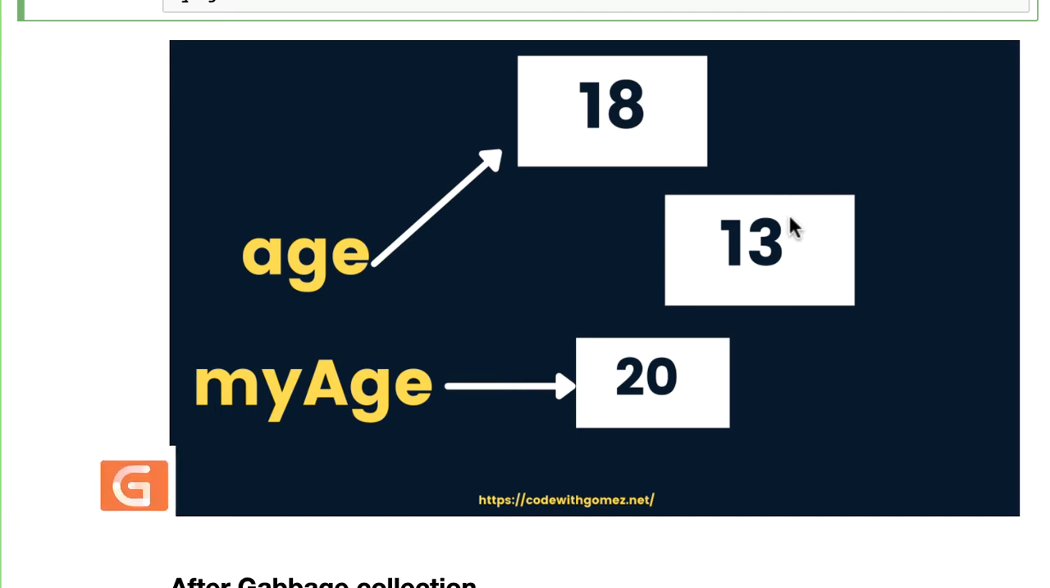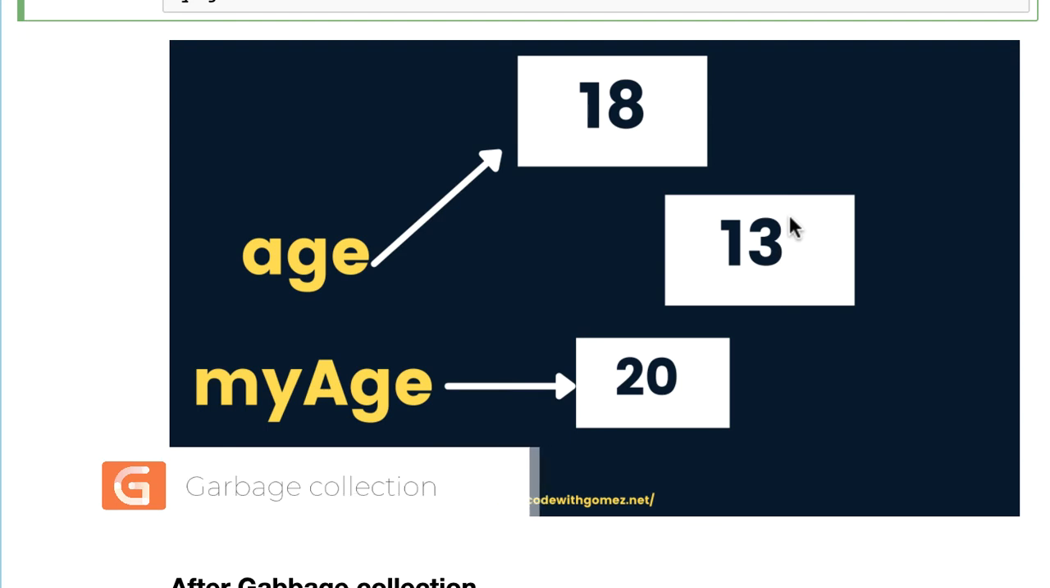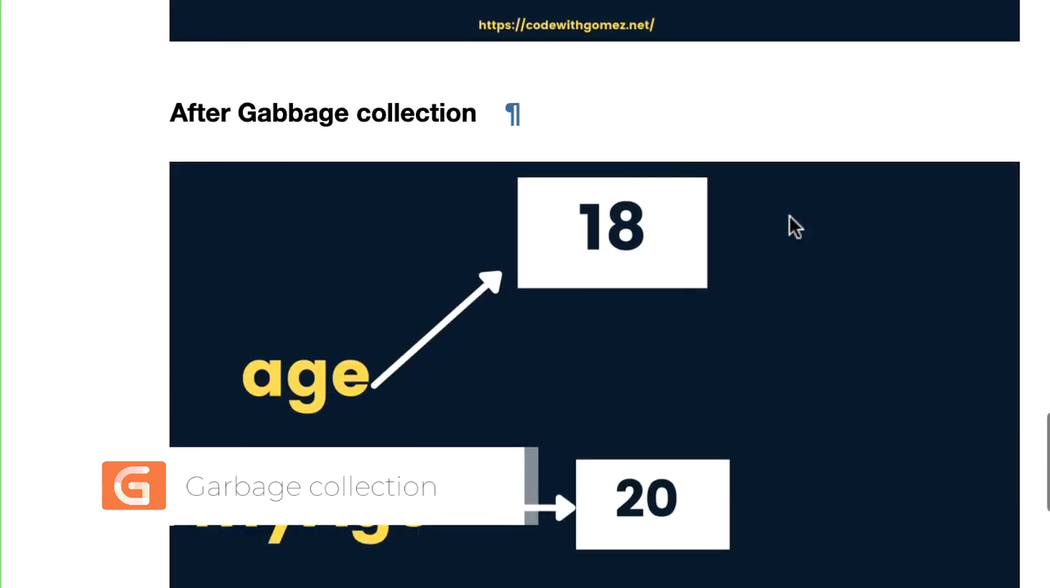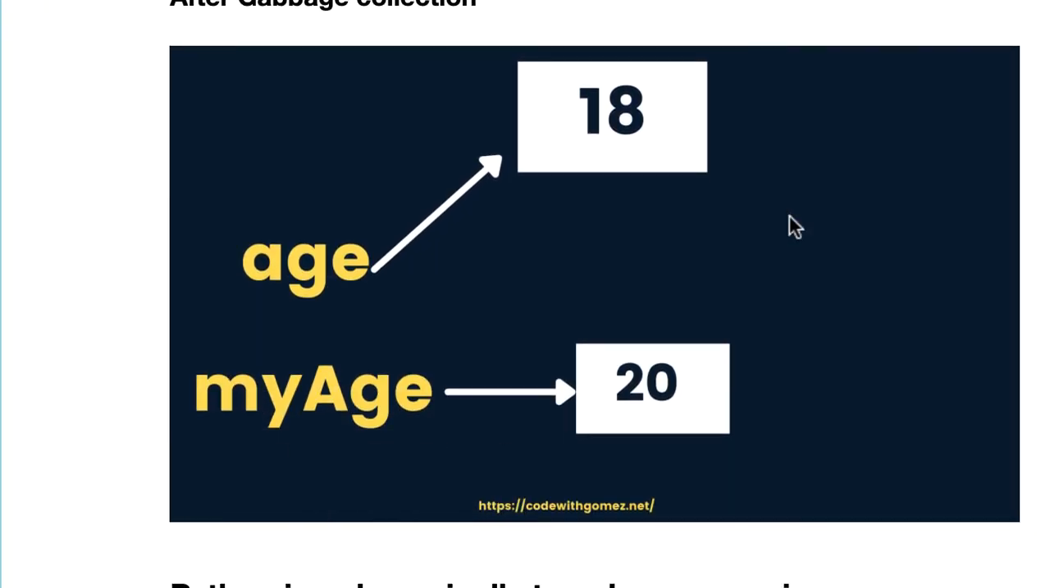So garbage collection removes every object that has no references in memory. So after garbage collection, our memory might look like this. So we have age pointing to 18 in memory and my age pointing to 20 in memory. Now we don't have 13 because it has been removed from memory.